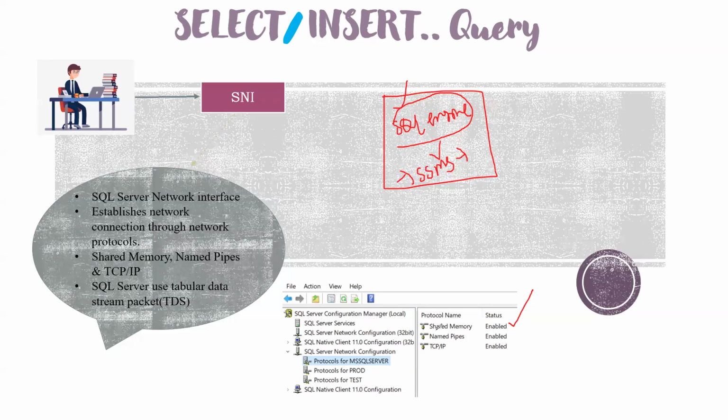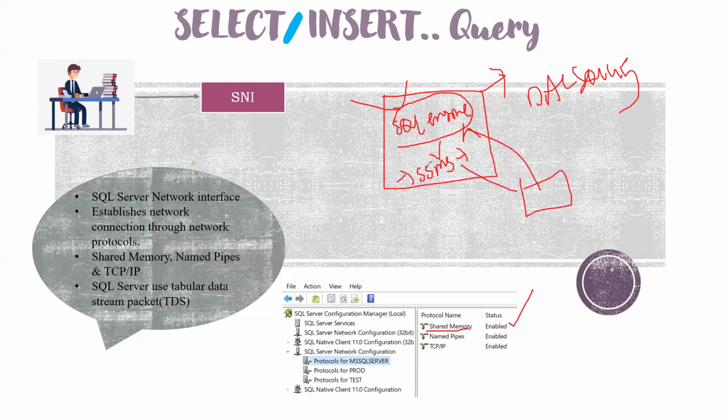So this is a machine, call it SQL 45, for example, sir. In this machine, you have the engine and you have the client. If you open the client and you try to connect to the engine, by default it will use the shared memory because both, your client and server, are in the same machine. Okay, it's fine, no worries.